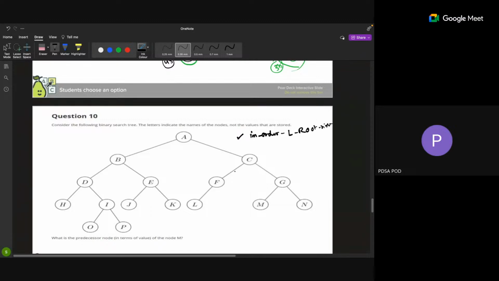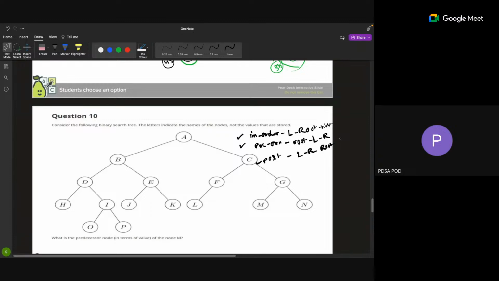So next one is pre-order. Pre-order means first root, then left, then right. That's called pre: first we are traversing the root. And the next one is post-order. Post-order means left, right, and root. So please remember here.